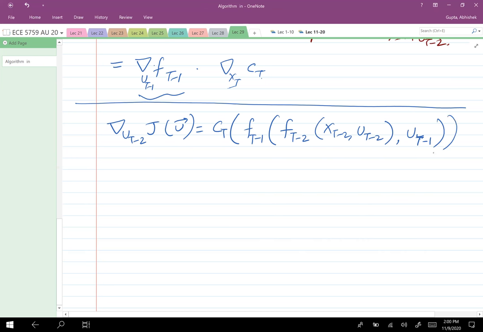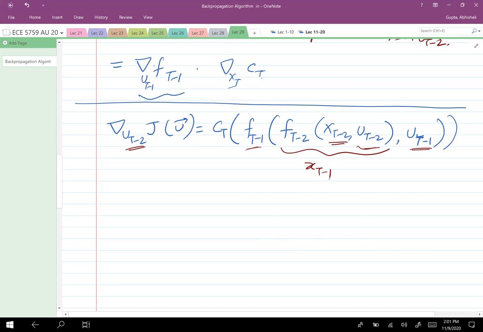Okay, so now I am getting a far more complicated function. So Xt minus 2 is independent of Ut minus 2. Ut minus 1 is, of course, independent of Ut minus 2. So the only way Ut minus 2 affects this entire function is through the influence of Ft minus 2 and the state of Xt minus 1, which Ft minus 1 is a function of. This is Xt minus 1.